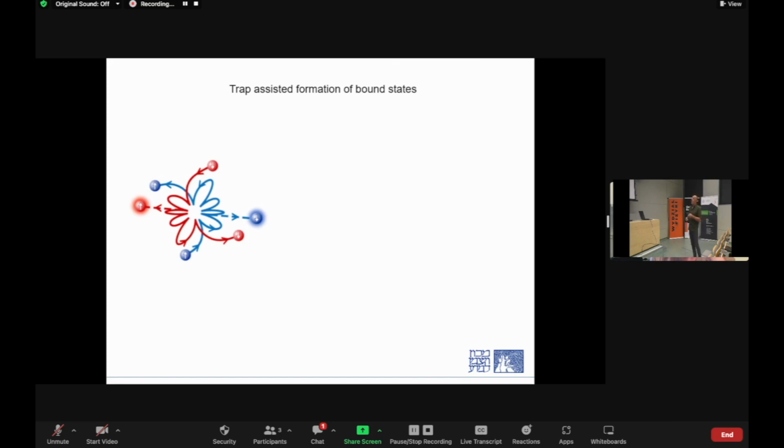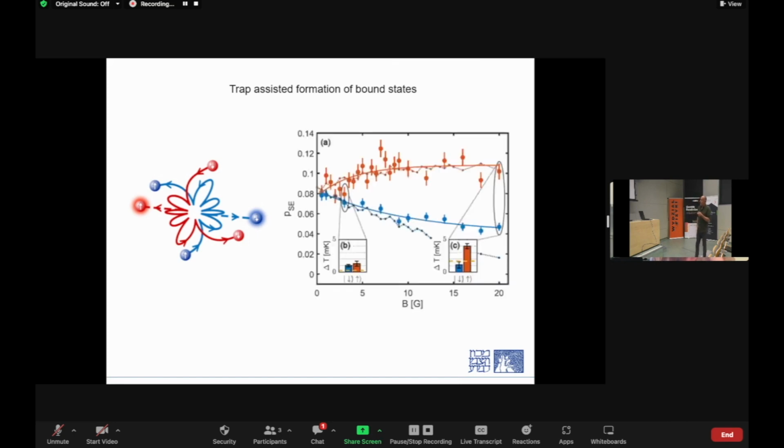In other words, as we go from a low magnetic field to a high magnetic field, we expect the probability of spin exchange to go up, and this is indeed what we see. The blue data is the endothermic channel, which we expect to get suppressed as we increase the magnetic field. The solid lines are simply fits to an exponential. The dashed lines are the results of a simulation. The exothermal channel agrees very well. For the endothermal channel, we actually expect to get more suppression than we see, again.